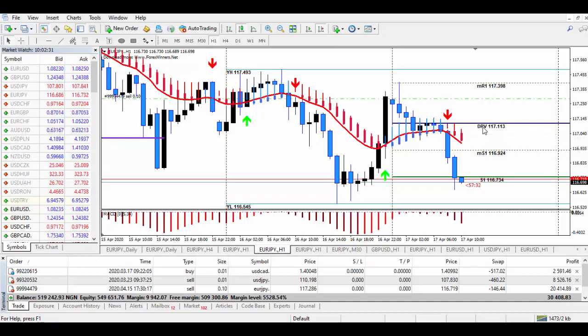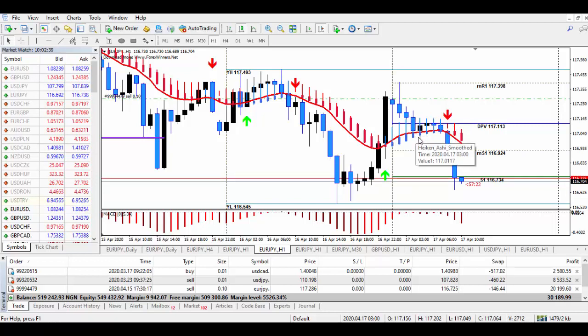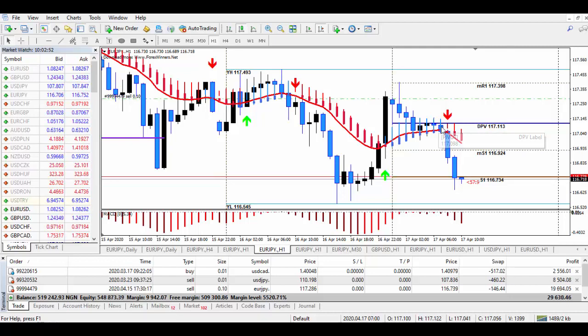DPV is the daily pivot, which is a support once the price is above it. Now it broke through it here. This candle that opens and closes below it, this black candle here, has broken through it. Now it went up again to test it. Testing it, it is now a resistance. DPV is acting as a resistance. So at that resistance, you can look forward to placing a sell.